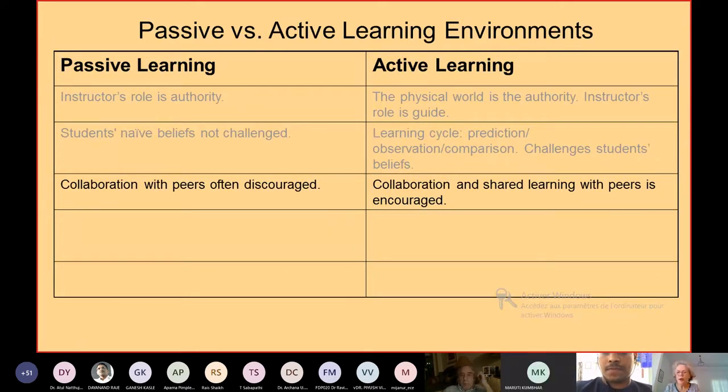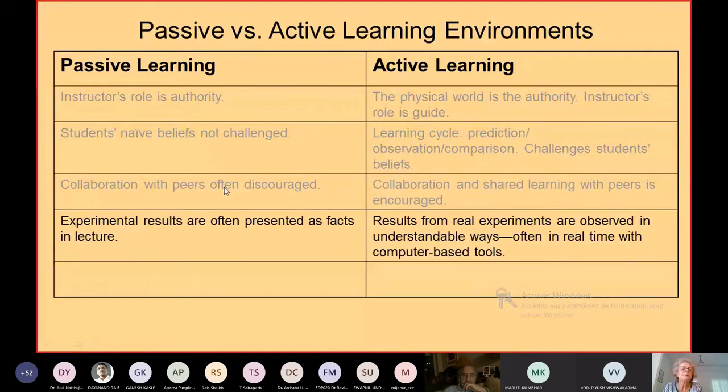And then we allow participants or students to discuss together in the active learning process, which is not allowed in the passive learning way. Also in passive learning, sometimes the teacher does experiments to show experimental results, but in general, the course is done in a classroom without any material, and the experimental results are presented as facts in the lecture. Whereas in the active learning way, they can do the experiment and see what happens in real time.